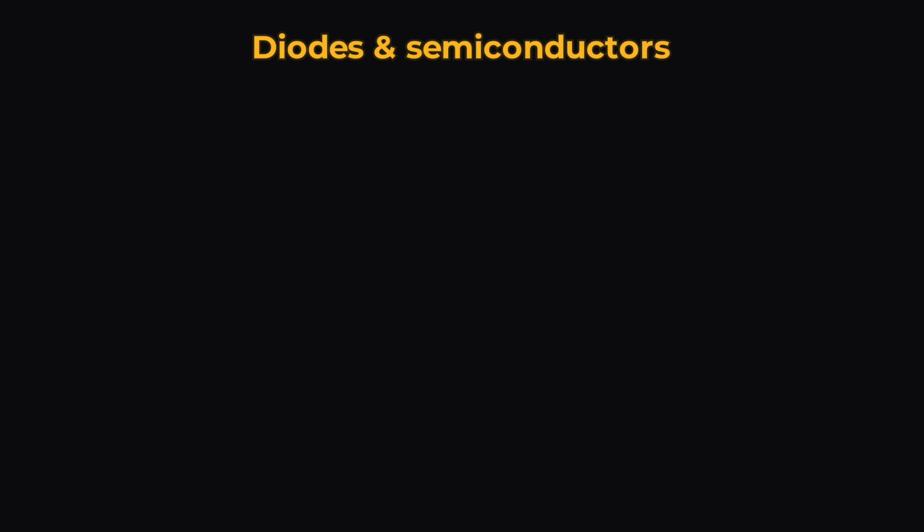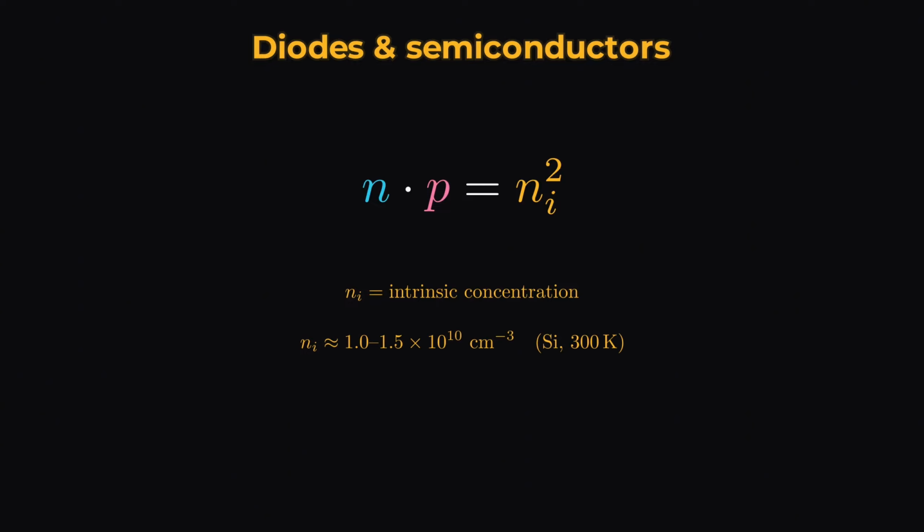The two populations are linked by a fixed relationship. This is the mass-action law. The product of electron concentration and hole concentration is constant at a fixed temperature. That constant is the square of the intrinsic concentration, Ni. For silicon at 300 Kelvin, Ni is about 1.0 to 1.5 times 10 to the 10th per cubic centimeter. This number turns the word tiny into an actual value.